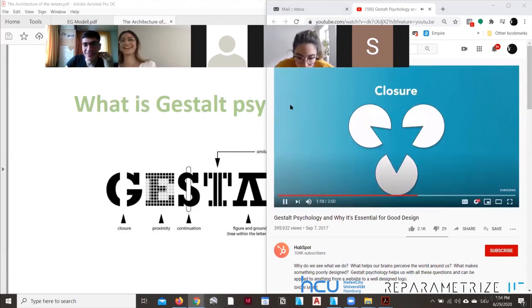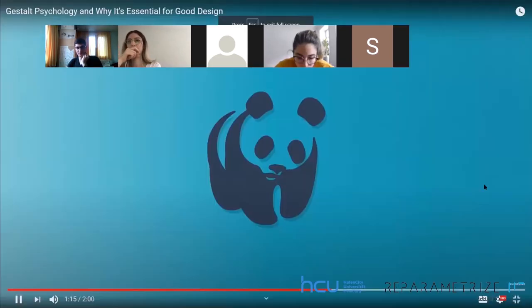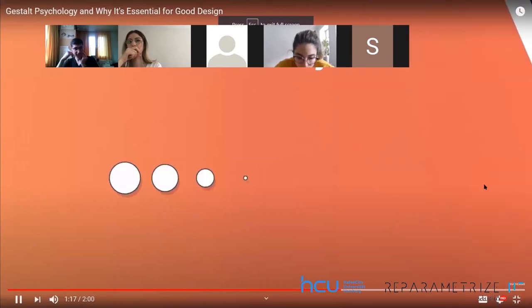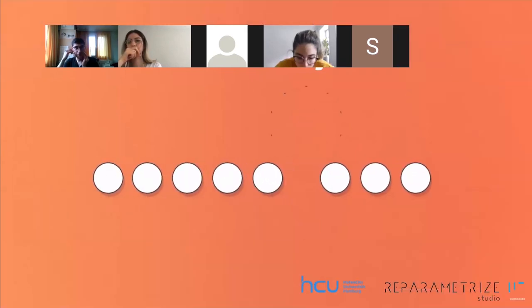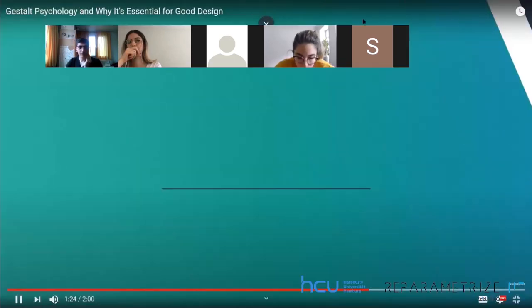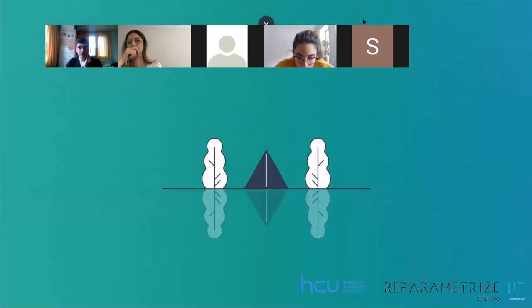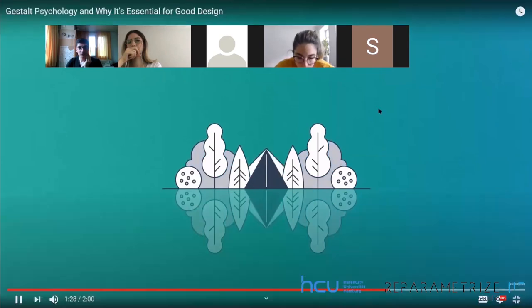The idea that our minds close objects that are not necessarily together but complete in order to create a whole. Continuity. The theory that we continue to follow objects that are visually aligned until they are interrupted. Order. The belief that alignment and symmetry are attractive and essential elements of design.